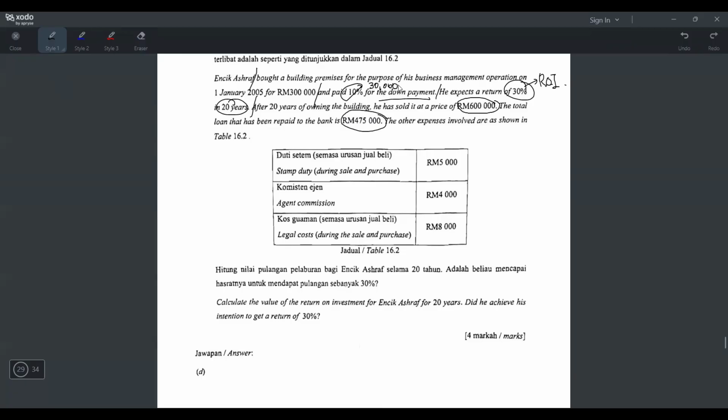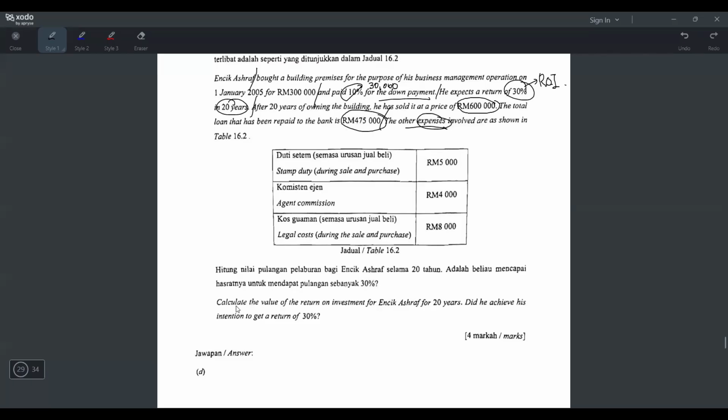If you take 475,000, you can see that it's more than what he spent. He spent 300,000 to buy the land, but he ends up paying back the bank 475,000 because they charge you interest. There's an interest there. Okay, let's keep reading. The other expenses involved are as shown in table 16.2. So we have stamp duty 500,000, agent commission 400,000, legal costs 8,000. So these are all the expenses.